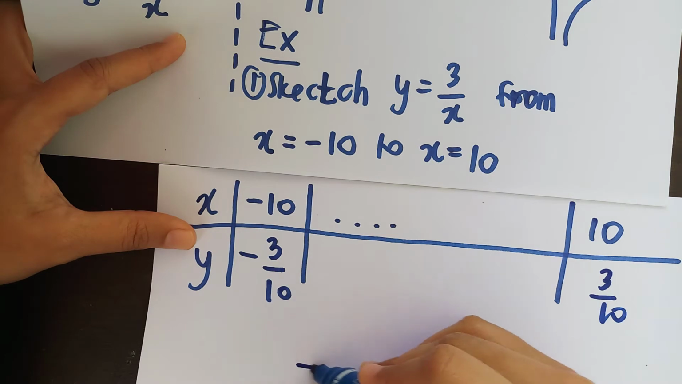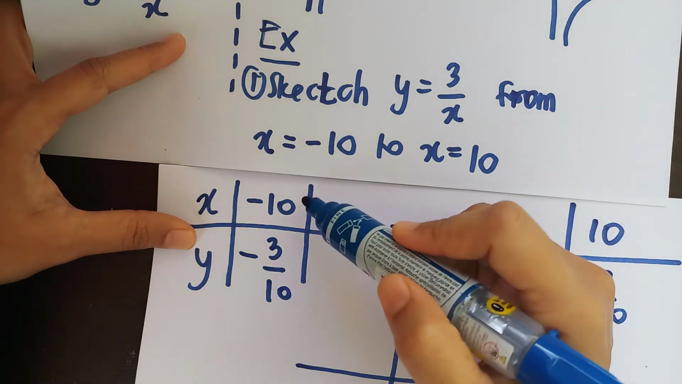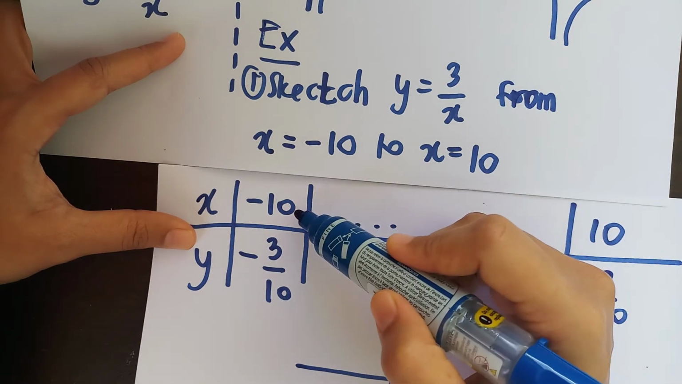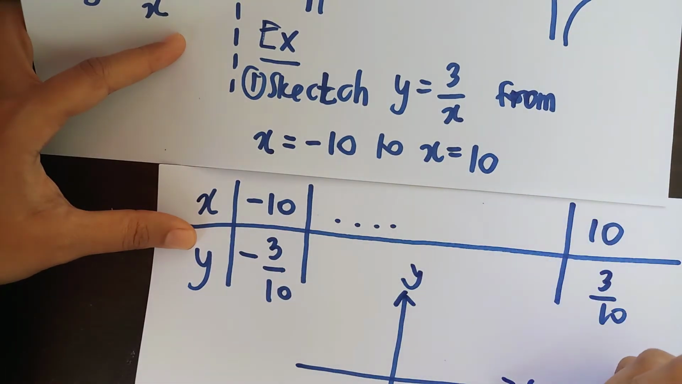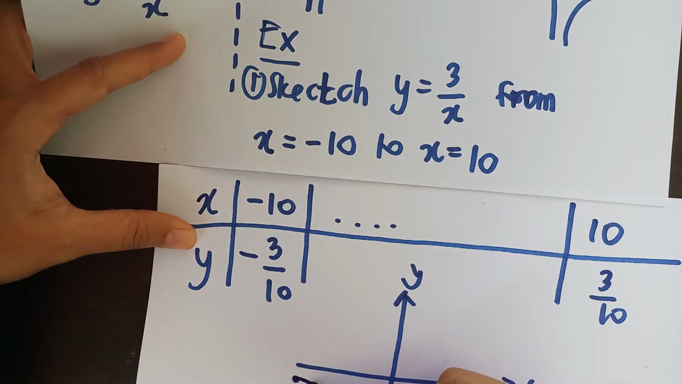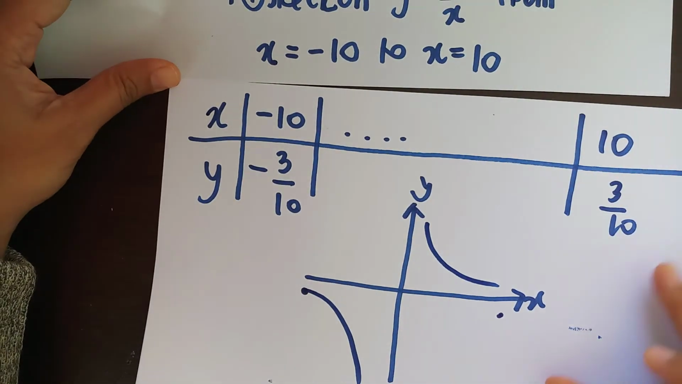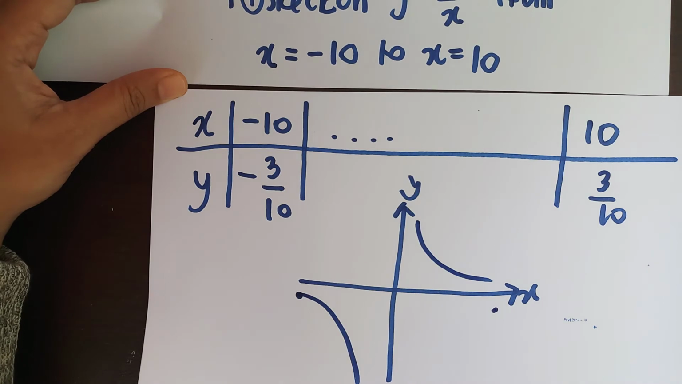And then you sketch your graph. This is your y, this is your x. You sketch accordingly, one by one. For example, negative 10, negative 3 over 10, it will be somewhere here. So you sketch slowly, plot one by one, and you should get something like that, your graph.